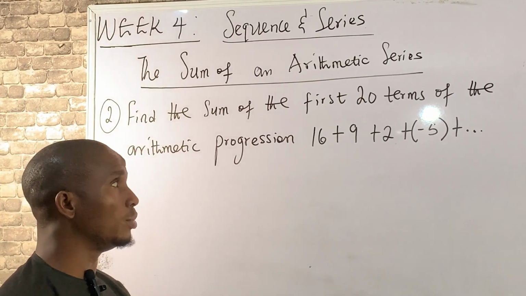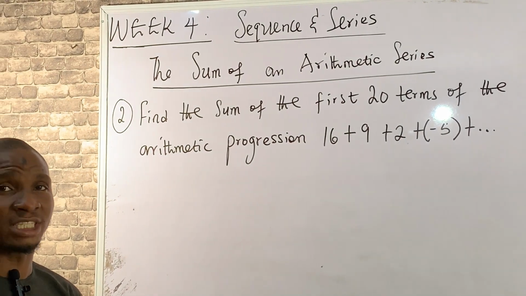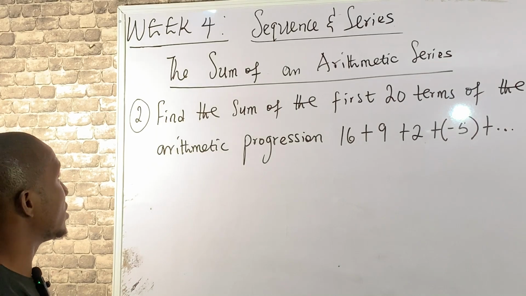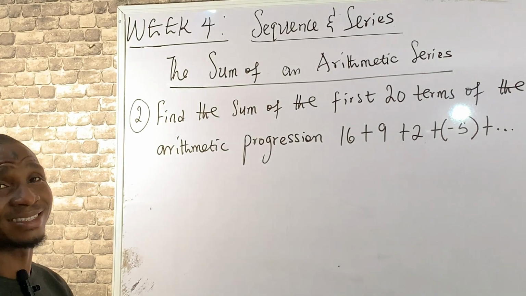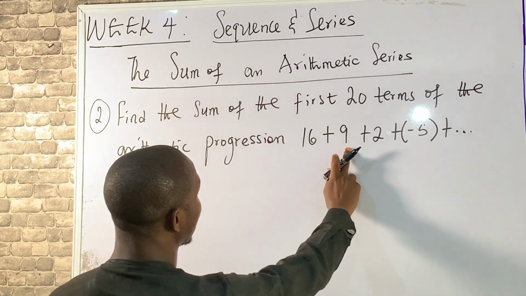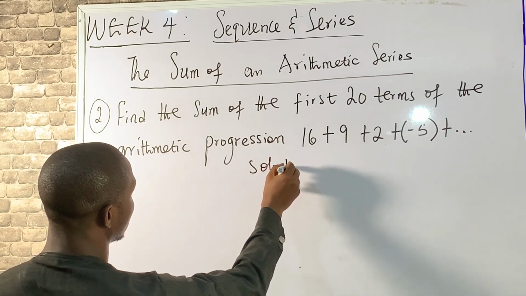All right, we'll be looking at more examples on the sum of arithmetic progression. Now let's look at example 2. You have to find the sum of the first 20 terms of the arithmetic progression 16, 9, 2, minus 5, and so on. Solution.